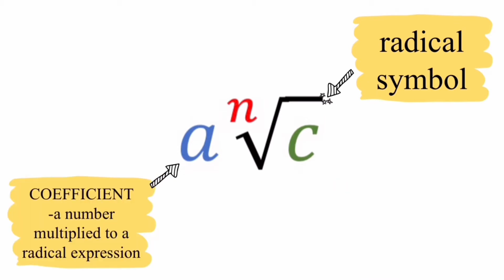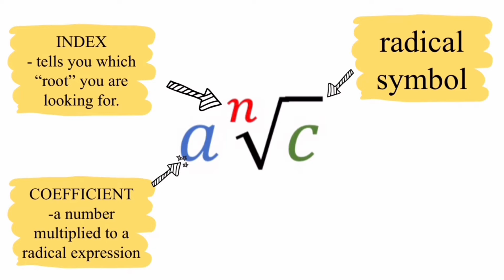Our A here is called a coefficient. A coefficient is a number multiplied to the radical expression. And the letter N here is called the index. This tells you which root you're looking for.